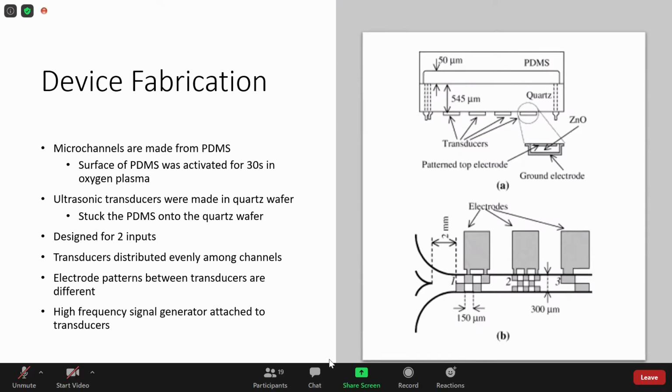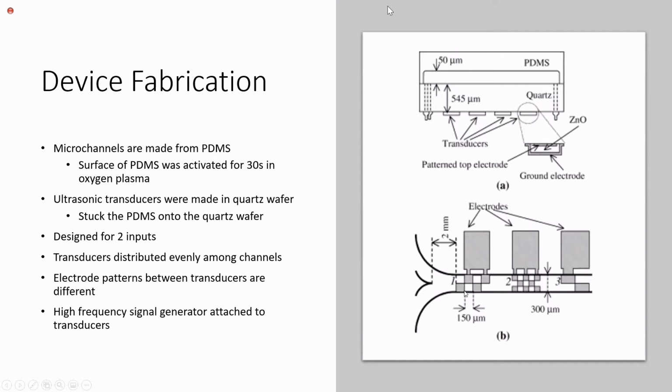This experiment is made for 2 inputs, and as you can see, these little black blocks right here, one right here, right here, and right here, are the electrodes. They're evenly distributed in terms of space. However, there are different electrode patterns, and one of the biggest reasons is that they want to observe how the pattern of the electrodes affects how well the mixing goes.